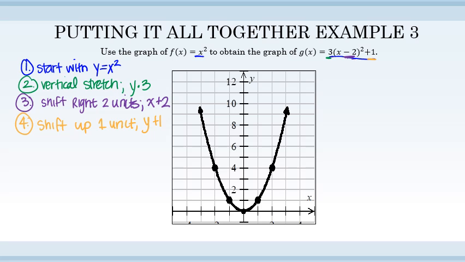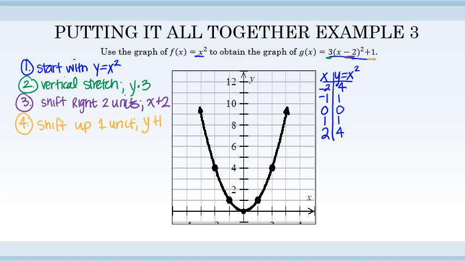Okay, deep breaths, let's do this. So starting out with y equals x squared. So I'm going to do a couple of points that are on that graph from -2 up to 2. -2 squared is 4. -1 squared is 1. 0 squared is 0. 1 squared is 1. And 2 squared is 4.